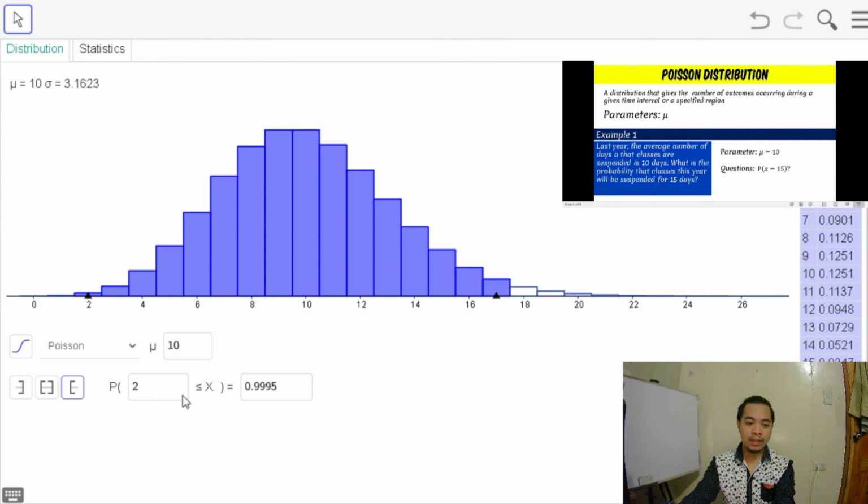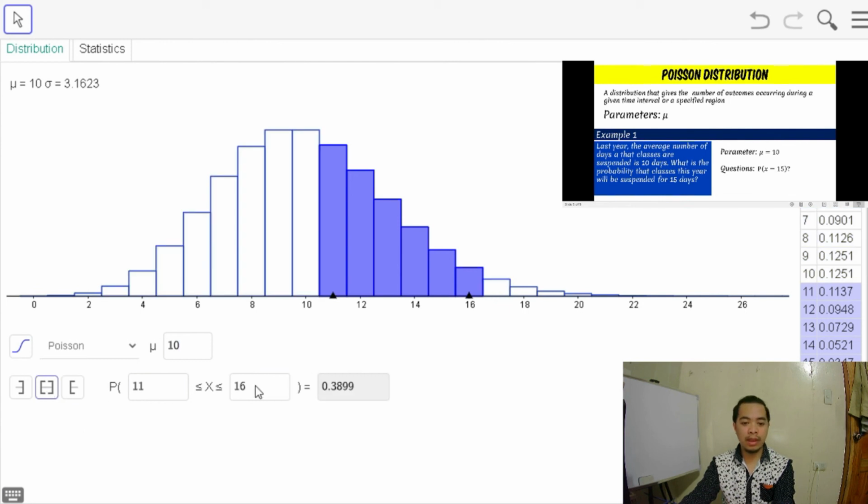What we want to compute is the probability that x is exactly equal to 15. So again, we use the middle button to do that. So we simply make the right and the left values here the same, 15. Alright, so what is the probability? It's really small. It's 0.0347. So this is the chance that the number of suspensions this year is 15. So that is a Poisson distribution.